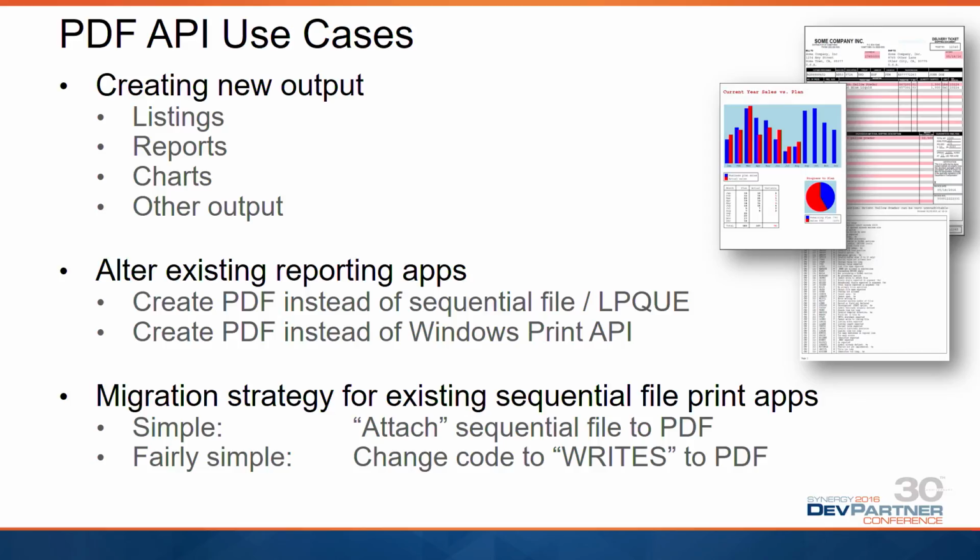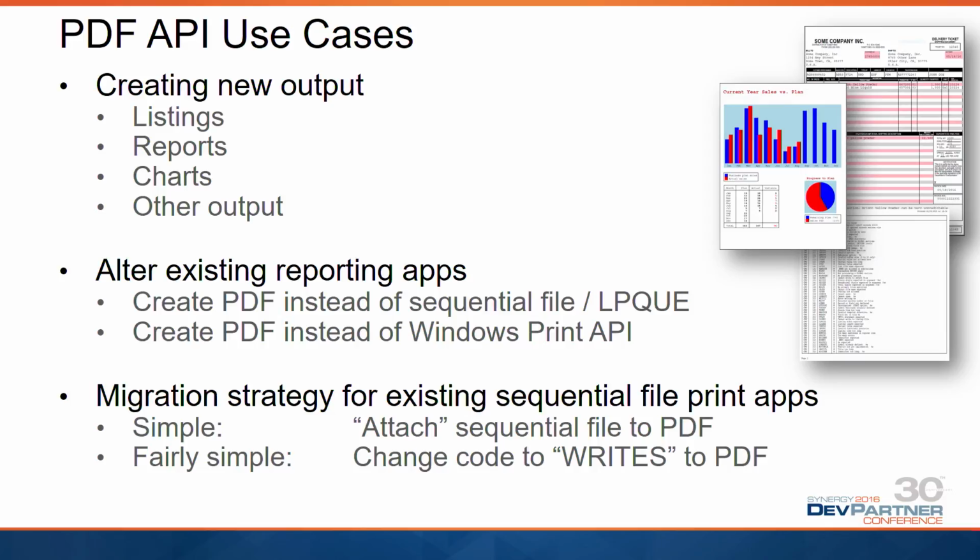PDF API use cases: certainly one use case is creating brand new output, listings, reports, charts, other kinds of output. But I've also tried to make it nice and easy to alter existing reporting apps. So I've put some thought into how your existing typical print programs tend to work, and tried to put things together in such a way that you can literally swap out a few statements here and there and have your existing programs modified to output PDF instead of what you might be doing already.